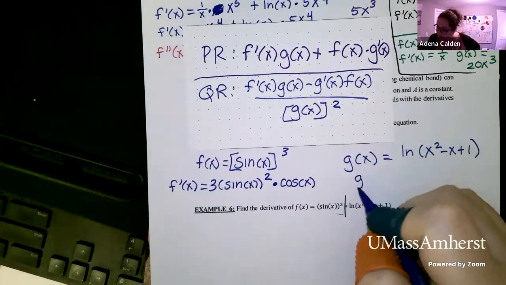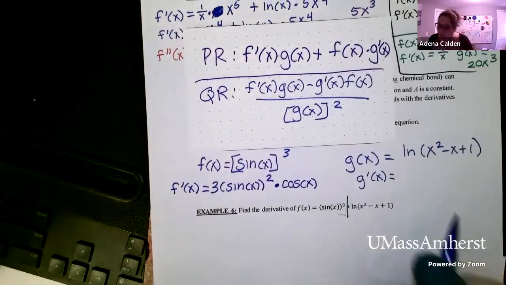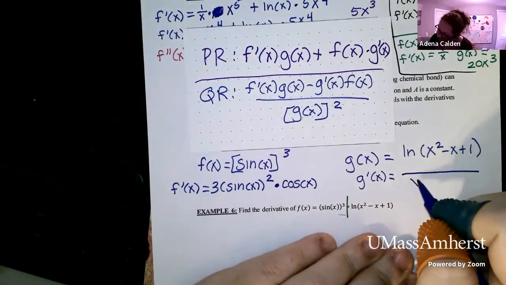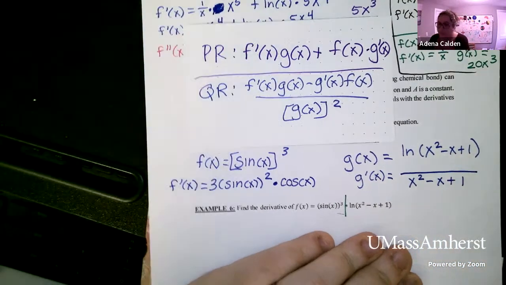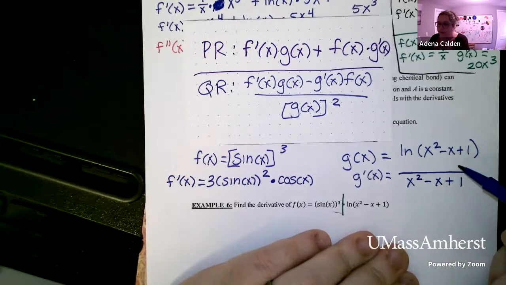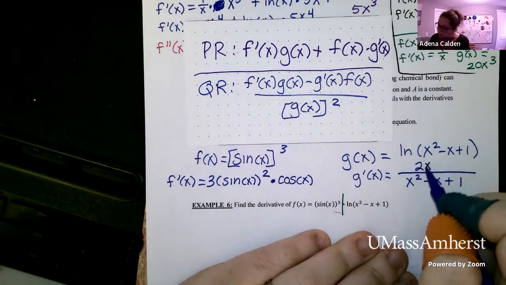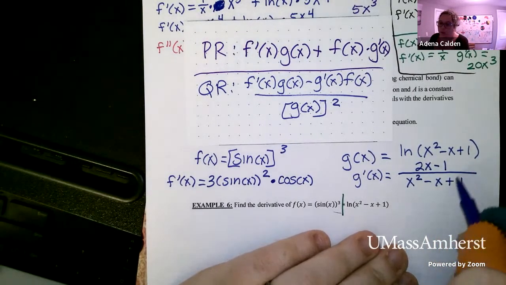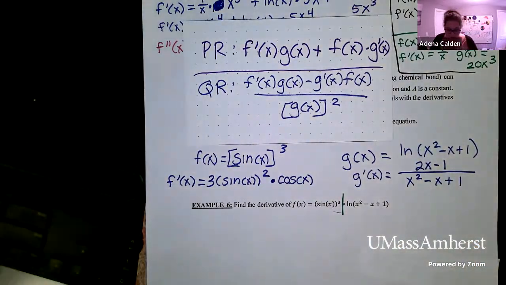And then over here, we have to do a natural log chain rule. So the shortcut on the natural log is that whatever's in the argument goes in the denominator. So that's the x squared minus x plus 1. And then the derivative of that goes in the numerator. So the derivative of x squared is 2x, minus the derivative of x is 1, and the derivative of 1 is 0. So now I have all my pieces.